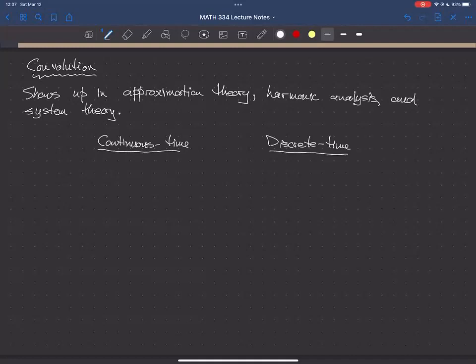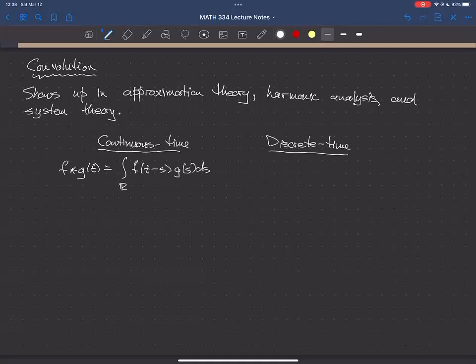So in continuous time, convolution takes two continuous time signals, f and g, and returns their convolution, which is denoted with f star g. Okay, and the definition is that this is, sorry, I need to evaluate this at t. Okay, and this is the integral over R, f of t minus s, g of s, ds.